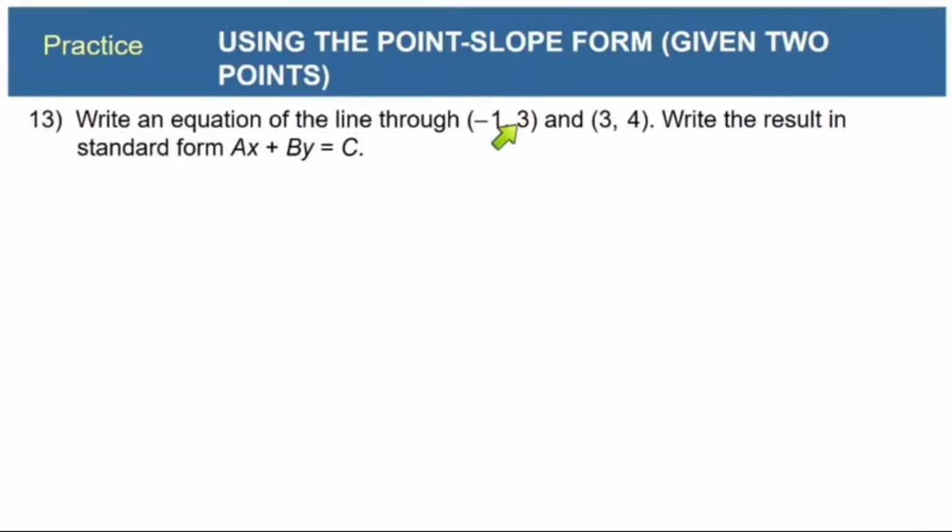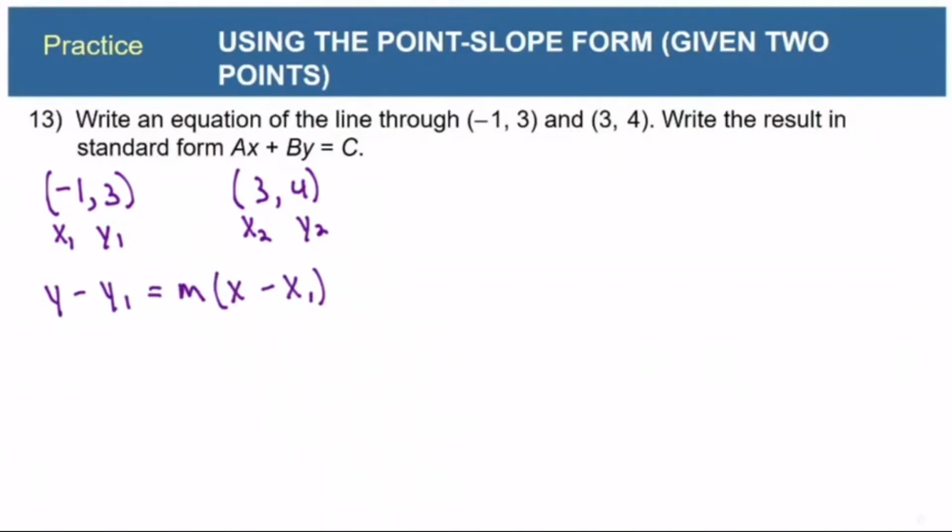Well, we know 2 points, and we do not yet know the slope. So let's go ahead and collect what we know. We have our 2 points. I'll go ahead and label them x1, y1 and x2, y2. We know we're going to need the point-slope formula, and because we don't yet know the slope, we know that we're going to need our slope formula.